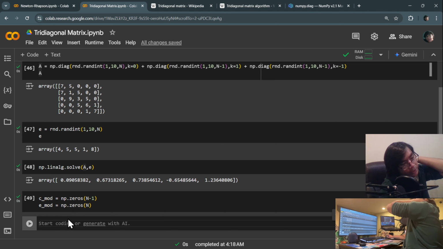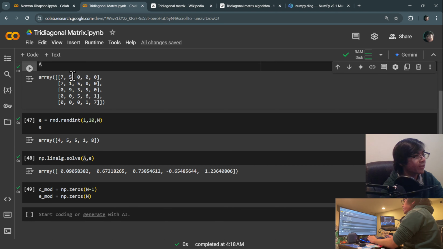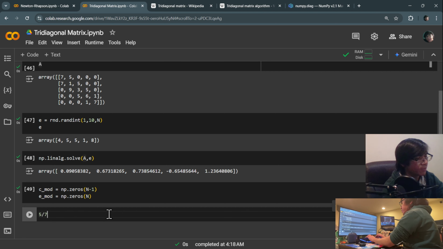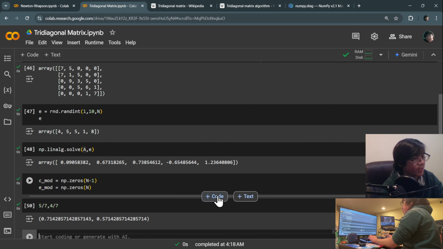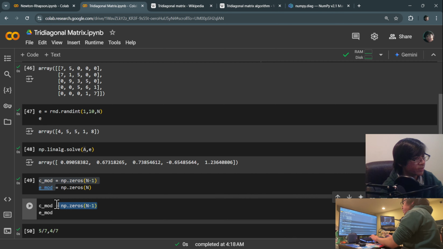So, okay. Let's see here. What else? So we need to set the initial values. Remember our first one was B1 over C1, so 5 over 7, and then E1 over B1, so 4 over 7. So let's do this. 5 over 7 and 4 over 7 is what we're aiming for. And we want to get the first values of both these arrays. So we index at 0 for both, and we do kind of hard code in that diagonal here.